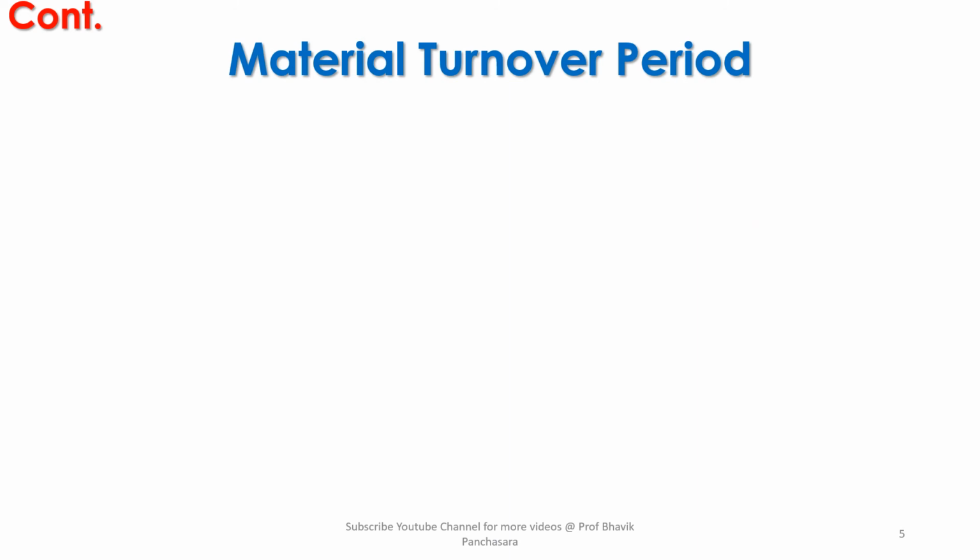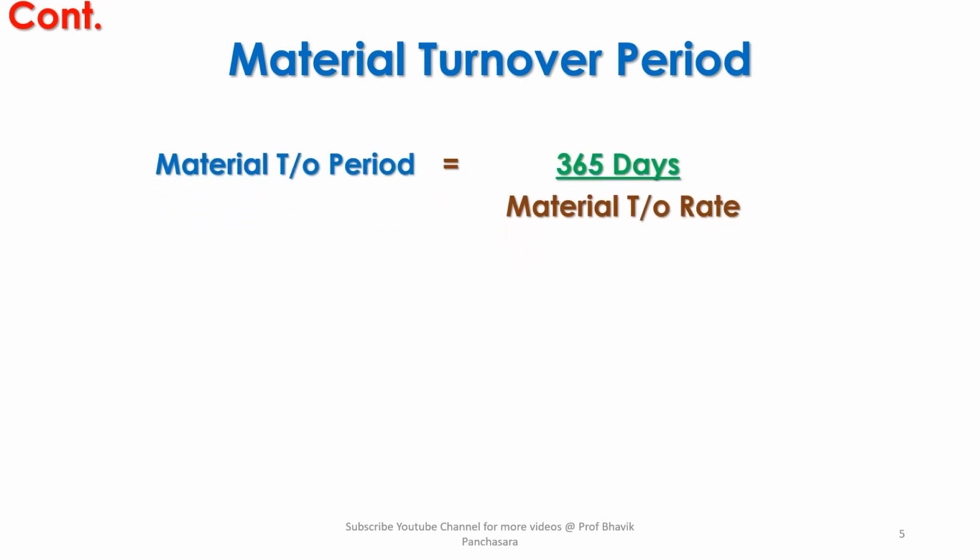Okay friends, now last point, that is material turnover period. The answer of this turnover period will come in number of days. So the formula is 365 days divided by material turnover rate.